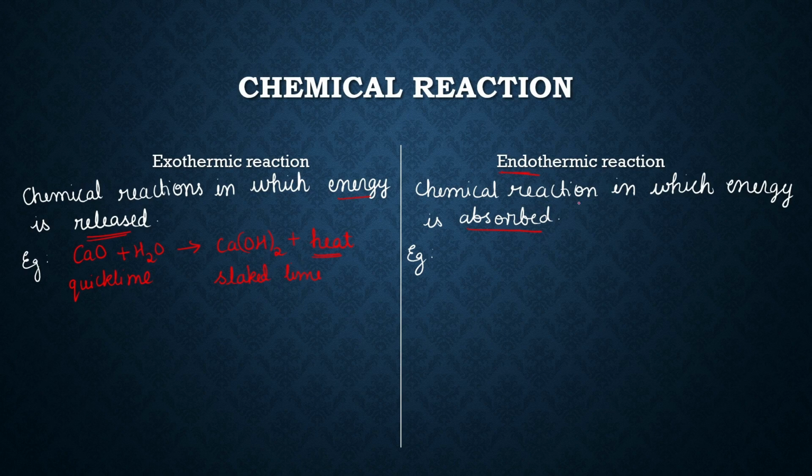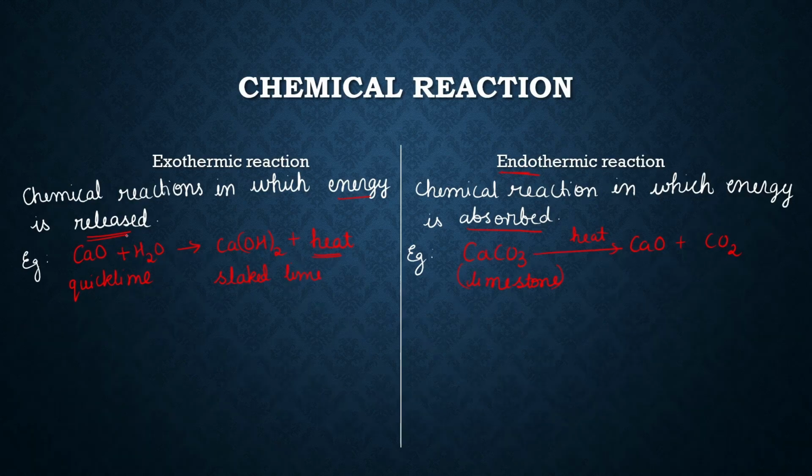Now similarly for an endothermic reaction, calcium carbonate, when it is heated, decomposes to give you calcium oxide and carbon dioxide. So if you observe here, the energy is basically absorbed. Such types of reactions are referred to as endothermic reactions. Again, the common name of calcium carbonate is limestone. This is all for your information, knowledge purpose. And calcium oxide is quicklime, I've already given to you.